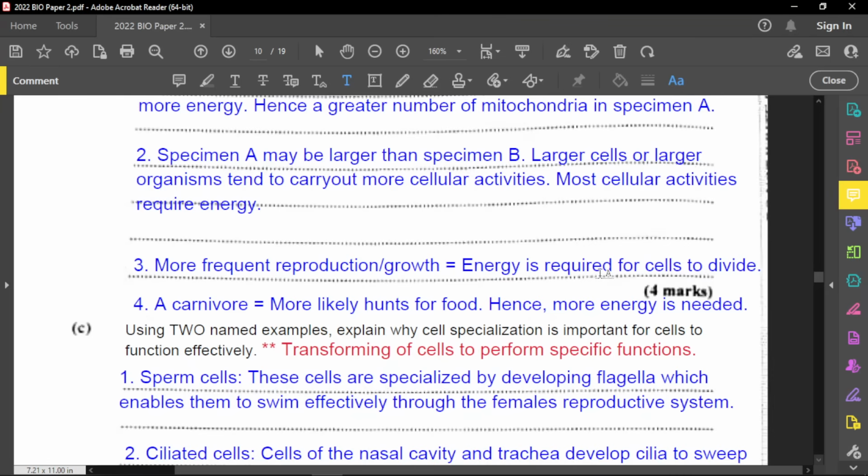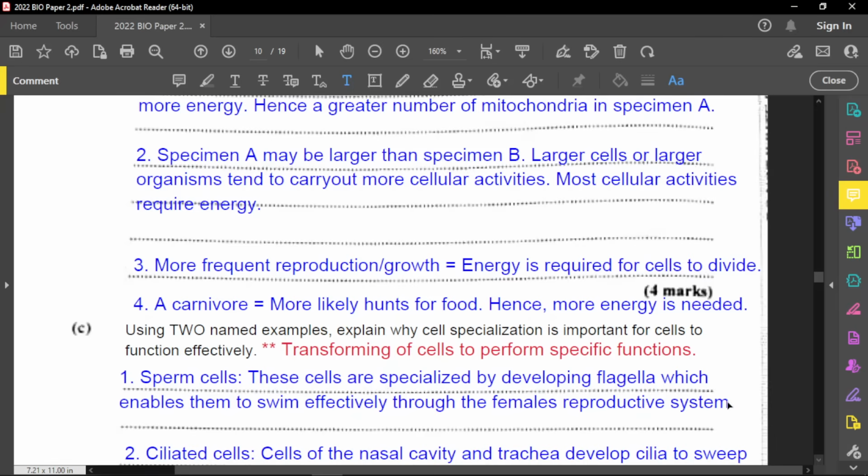Now part C is, using 2 named examples, explain why cell specialization is important for cells to function effectively. And I want to make a point here in red. It is actually explaining or defining what cell specialization is. And cell specialization is when cells transform to perform specific functions. All right, so it is a transforming of cells to perform specific functions.